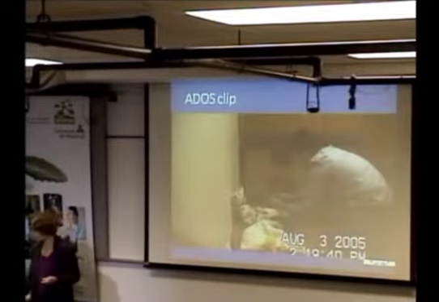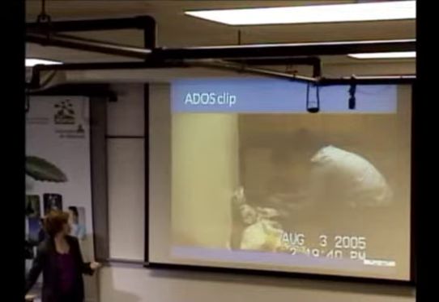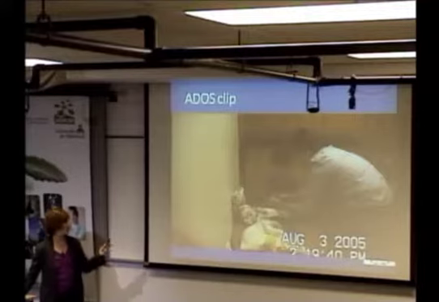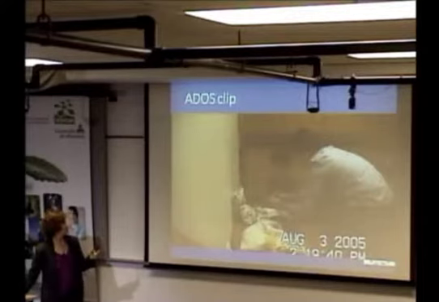So this is actually an administration of the ADOS. The tester has just set up that there's a birthday for this little doll here, and has a little Play-Doh cake, and you'll hear what goes on.